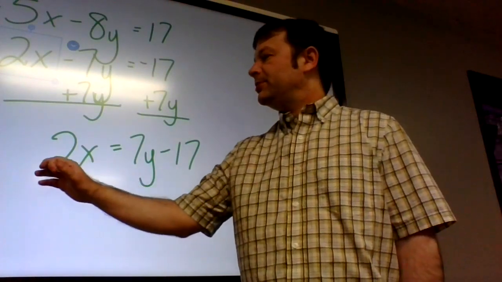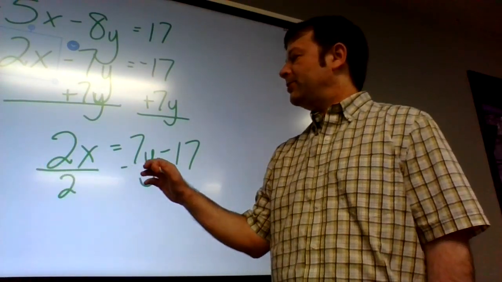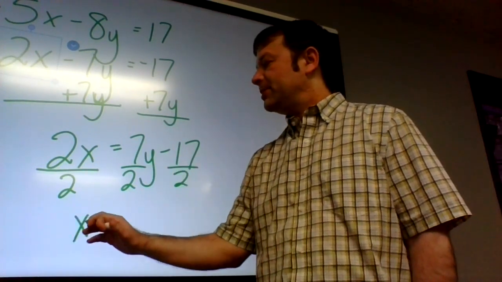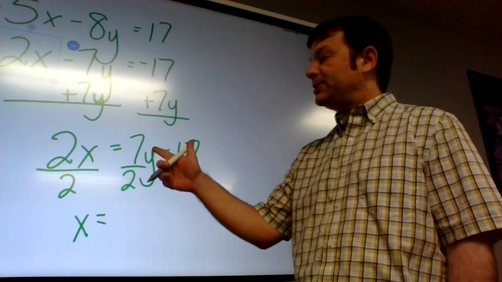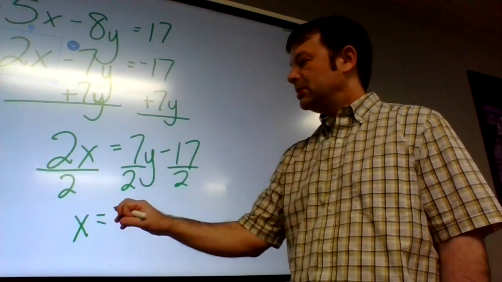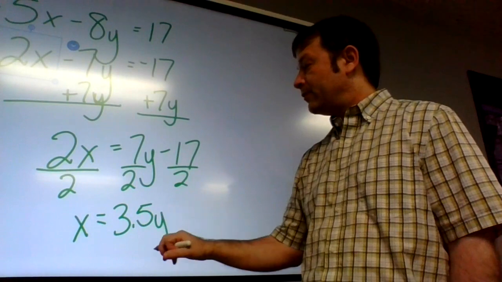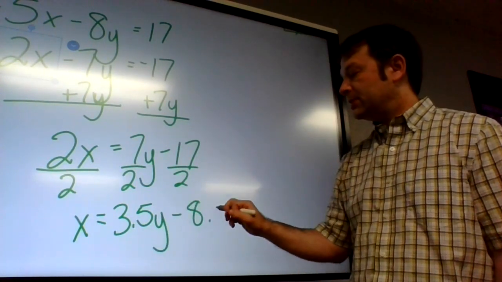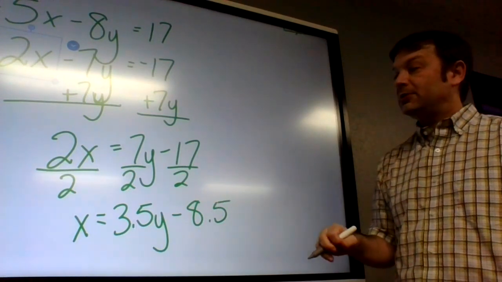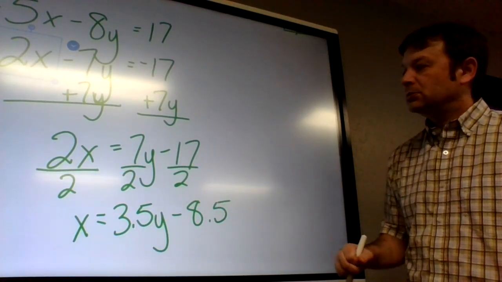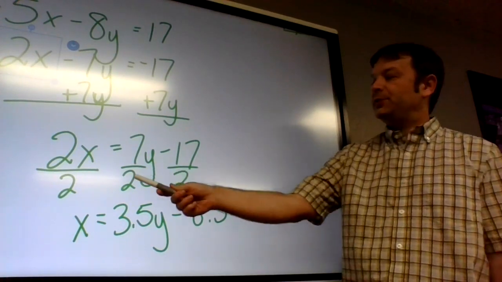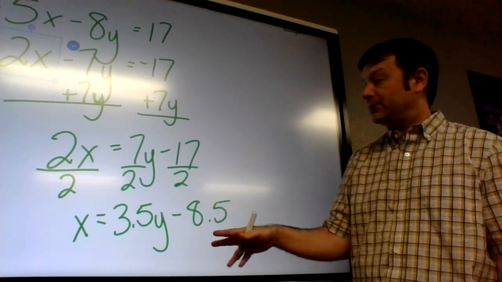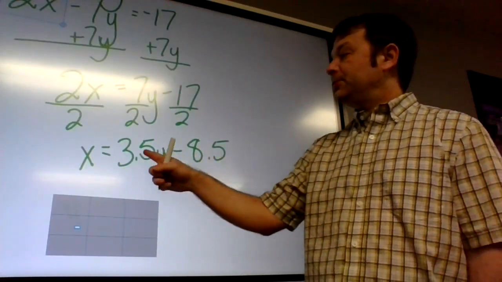Dividing by 2 will create fractions. Actually, you know what? It might seem easier if we just turn them into a decimal. You guys know what 7 divided by 2 is? 3.5. Let's call it 3.5y. And 17 divided by 2 is 8.5. That might be a little less intimidating. You could just leave it as 7 over 2 and 17 over 2. Not like your calculator cares, or you might be able to do this in your head better.